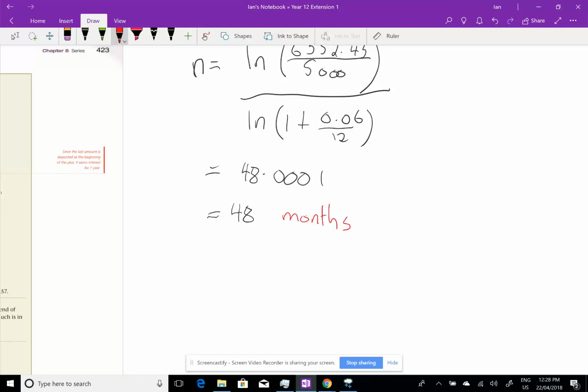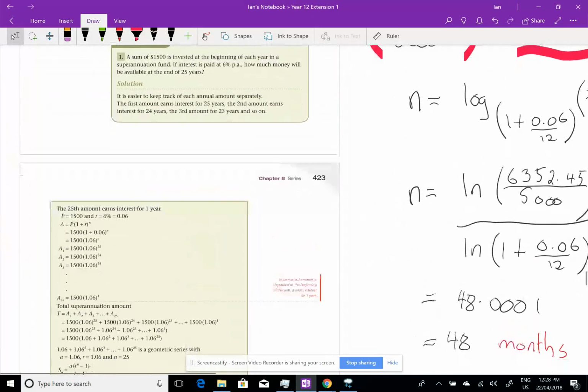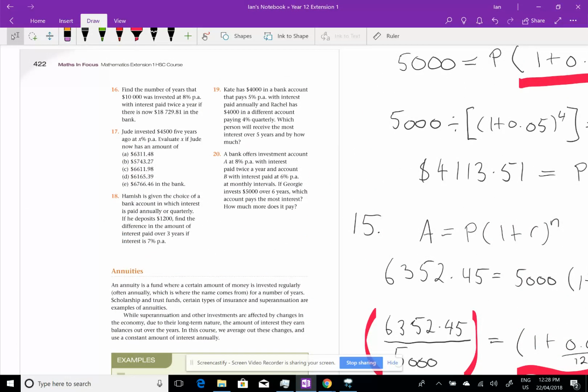So in years, 48 divided by 12 is 4 years. Now, when I get an answer like that, I think I'm pretty close because it pops out as a whole number answer. So I've obviously worked it right, and it is correct in the back. Now, I want you to have a go at question 16, which is going to be the same.